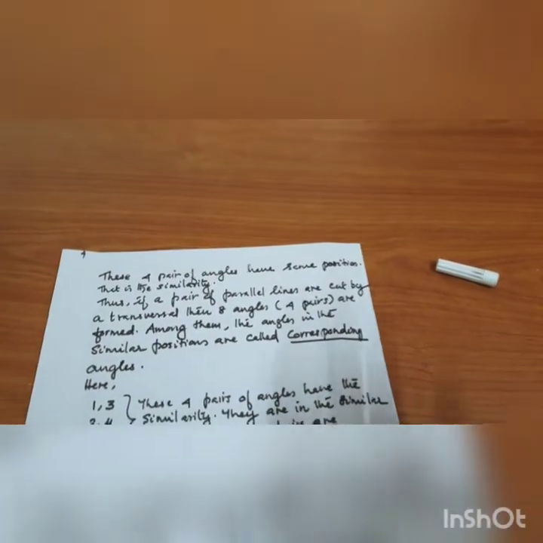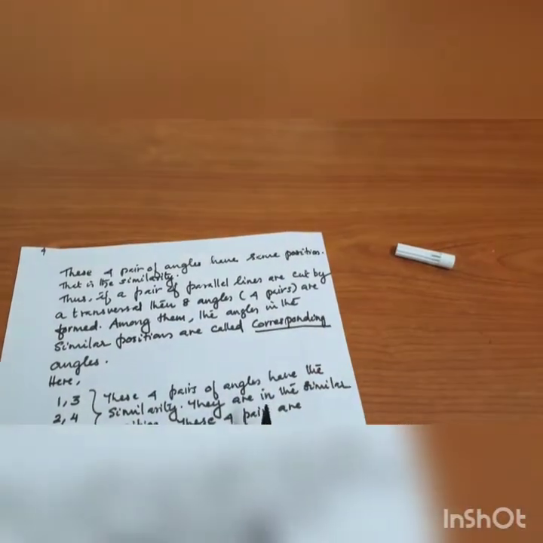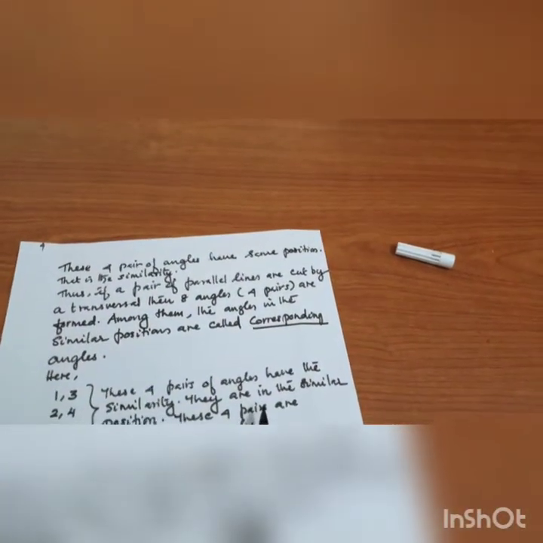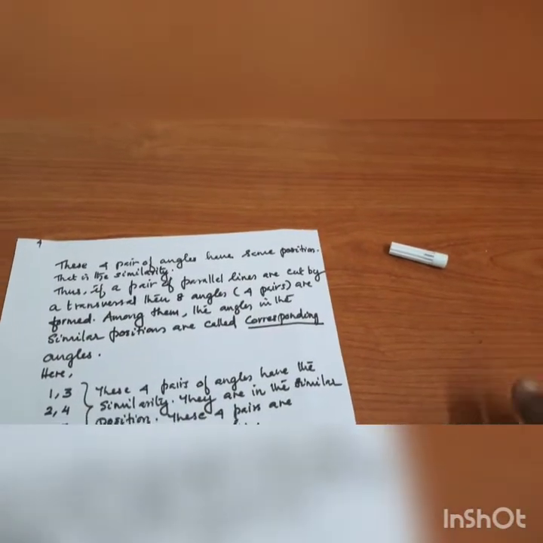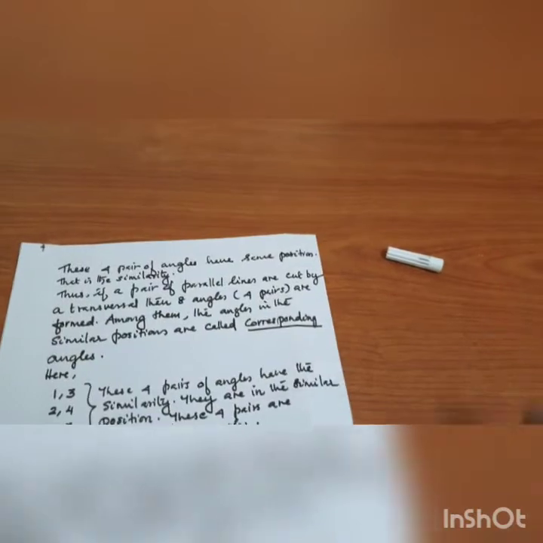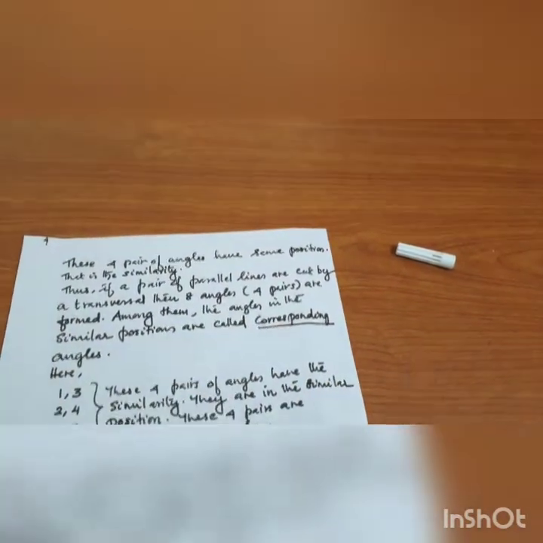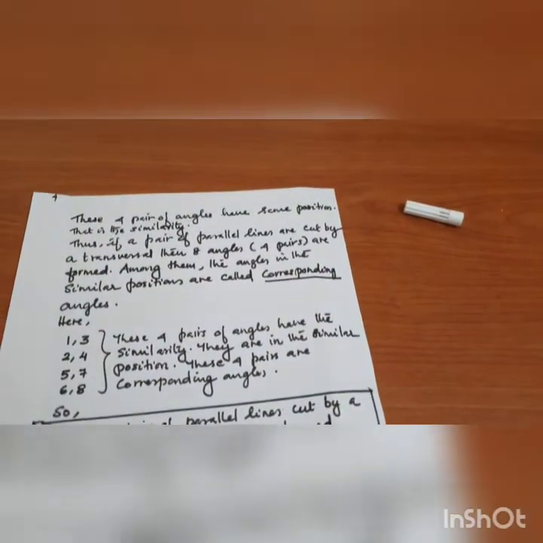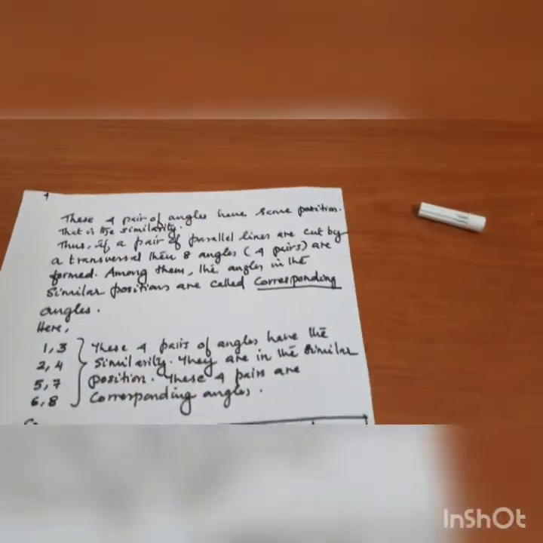2 of them are on the right side of the transversal and 2 of them are on the left side of the transversal. On the right side, 1 pair is on the upper side and 1 pair is on the bottom side. On the left side also, 1 pair is on the upper side and the other pair is on the bottom side. That is the position of the angles.